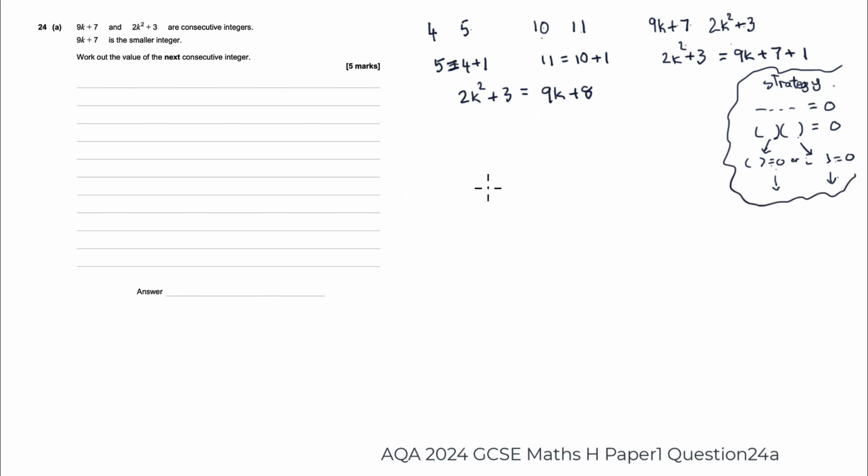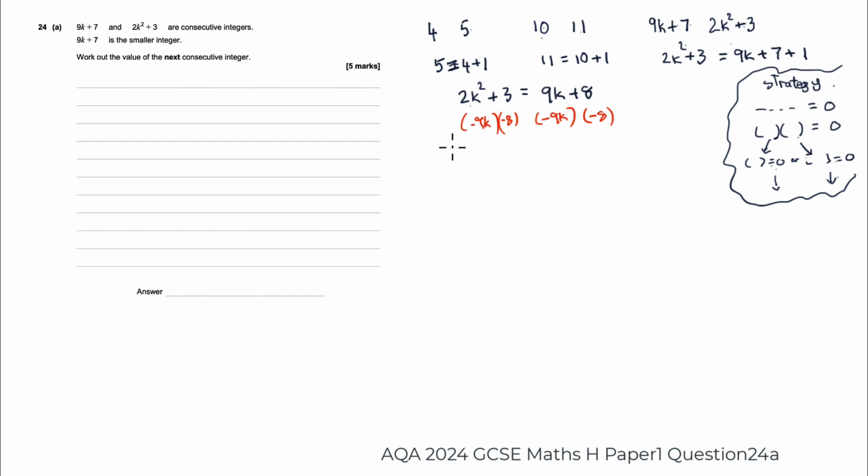So everything goes on to the left. So we get rid of 9k from both sides. And we get rid of that 8. And we do that to both sides.